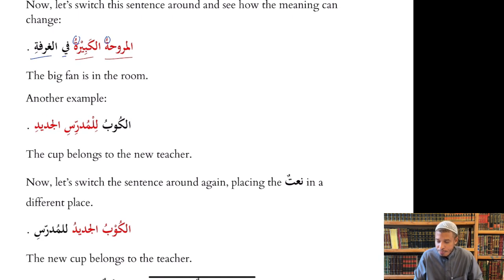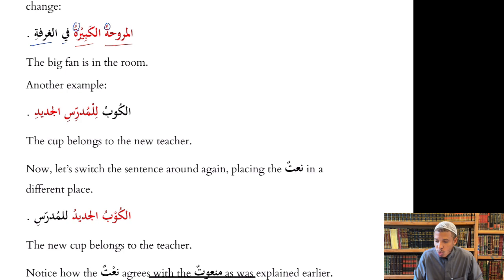Another example. الكوب للمدرس الجديد. The cup belongs to the new teacher. So al-jadid is describing the teacher. All right. Look at the endings. Look how this is majroor. This is majroor. All right. The na'at follows the man'ut.